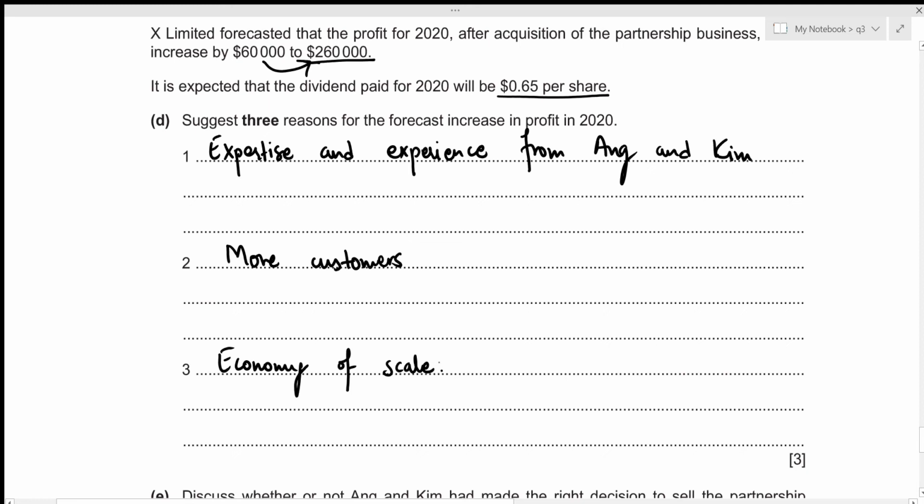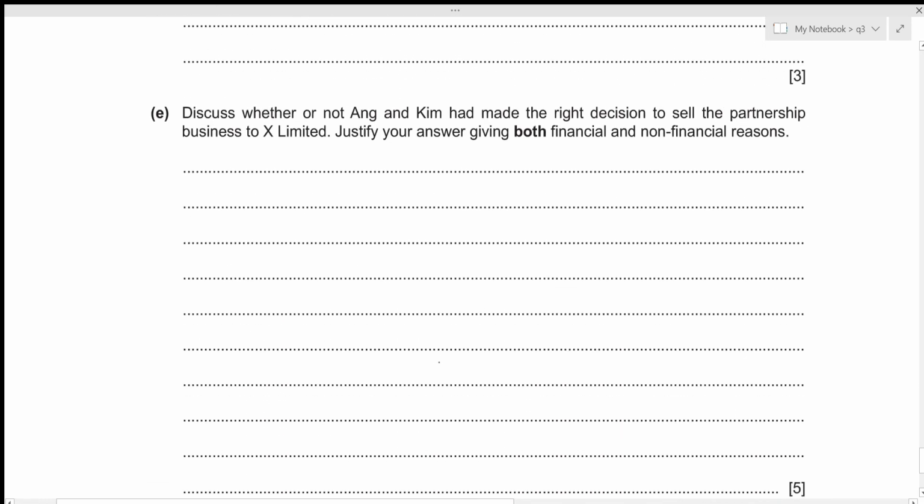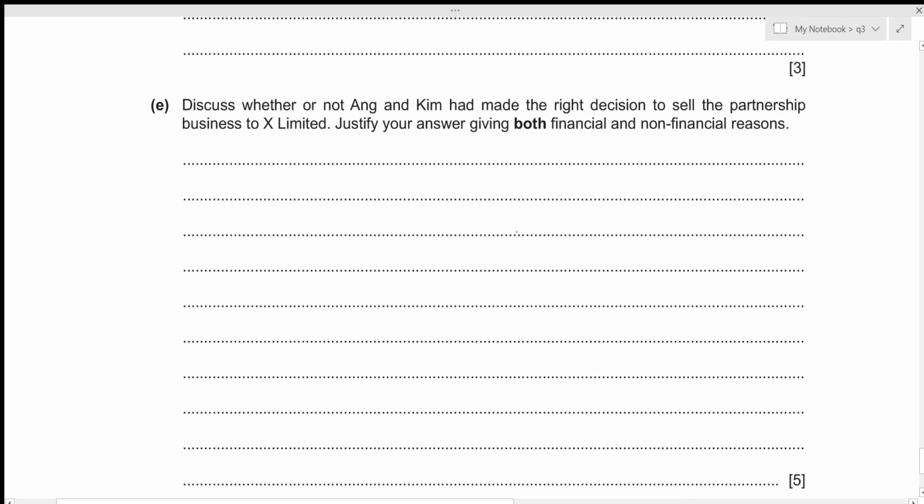Alright, this concludes the fourth part of this question. Now we can move towards the fifth one. We need to discuss whether or not Ang and Kim had made the right decision to sell the partnership business to X Limited. We need to justify our answer giving both financial and non-financial reasons. So the first financial reason would be to compare the income for partners from the partnership and compare it to the income they are receiving in X Limited.